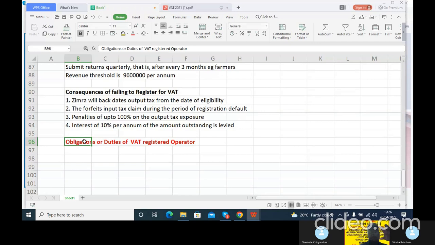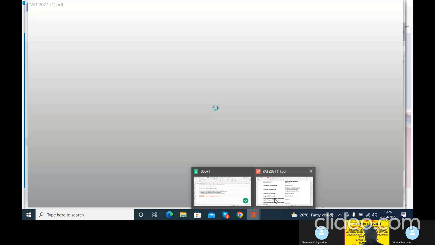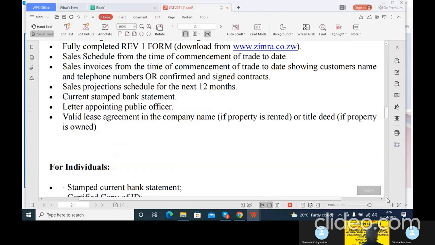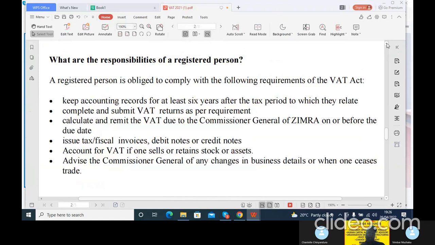Now, what are the obligations of a registered operator? Operators who are registered for tax. So, what are the duties of a registered operator? I'll come to everything else, but let me go straight to the duties of a registered operator. Kana wa register ndo ma responsibilities of a registered person.